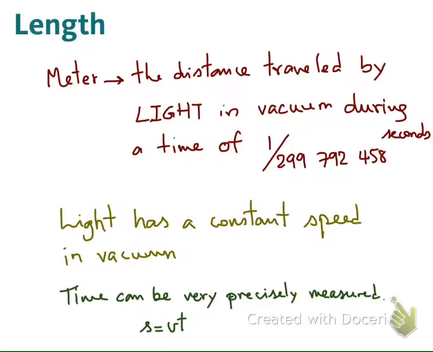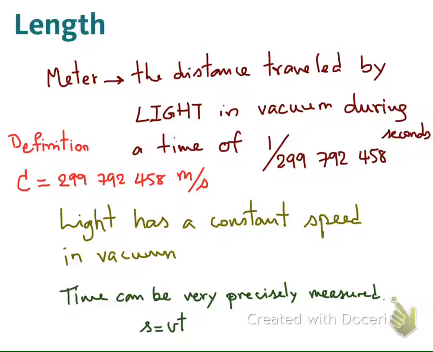Today we define the speed of light. c is equal to 299 792 458 meters per second. This is the definition of the speed of light.